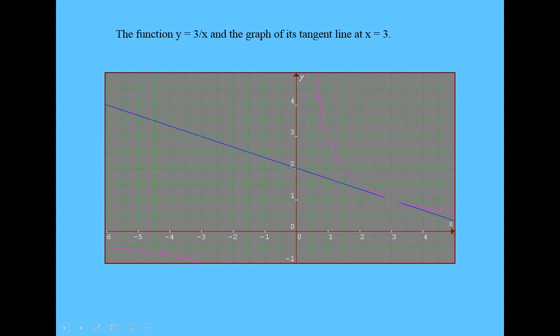Now on the computer, I graphed 3 divided by x. You can see the purple graph. Then I graphed the equation of that tangent line we found. And you can see the line is tangent to the graph of 3 divided by x at x equals 3. And I wrote the equation of the line also in slope-intercept form.